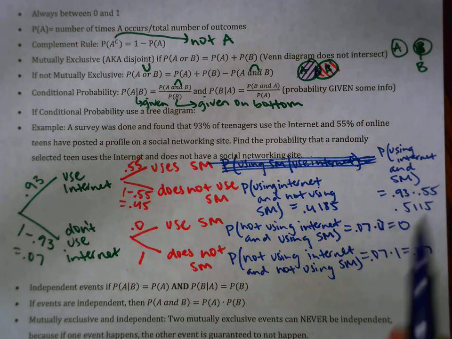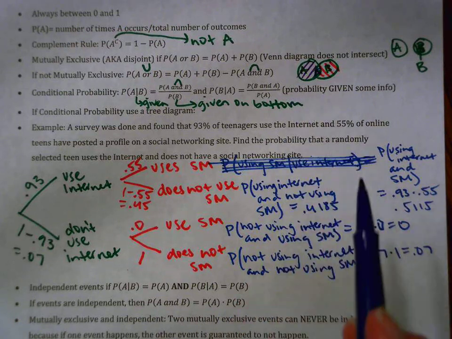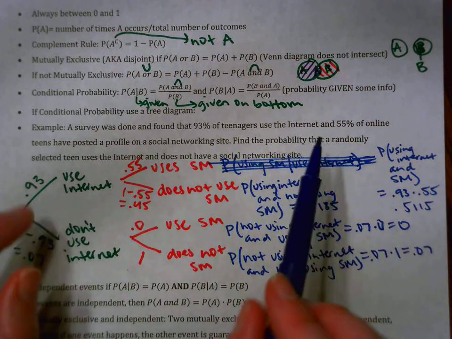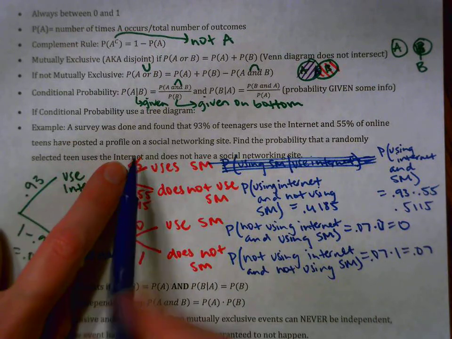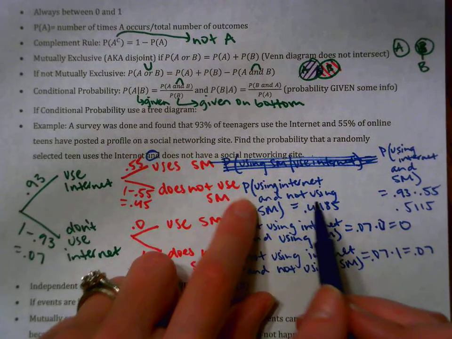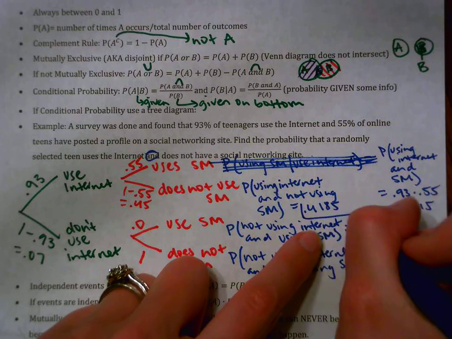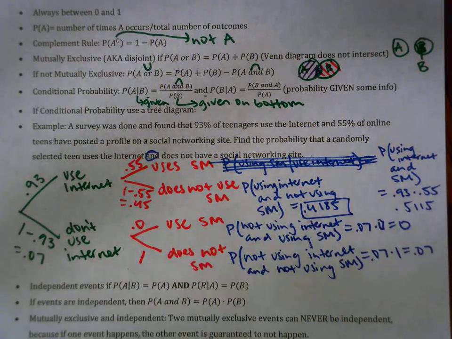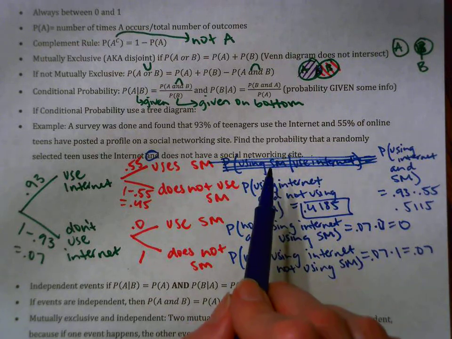So now we have all these probabilities, but what did it ask for? Find the probability that a randomly selected team uses the internet and does not use social networking. Well, that is this one right here, so that is your answer, 0.4185. So you didn't have to write all this out. I was just trying to show you the breakdown, even though I majorly messed up.